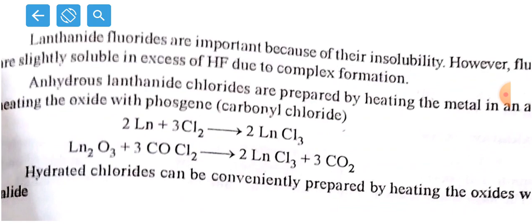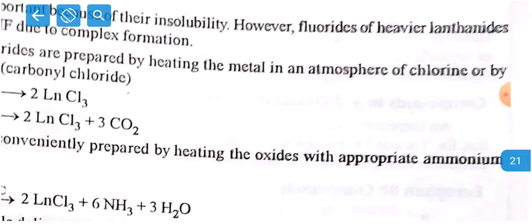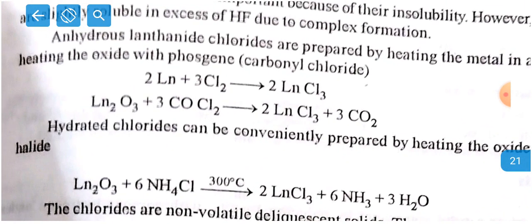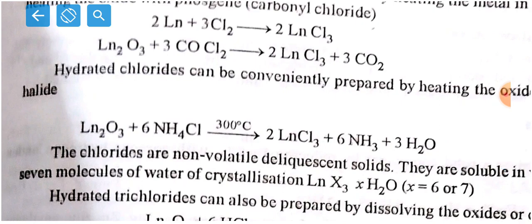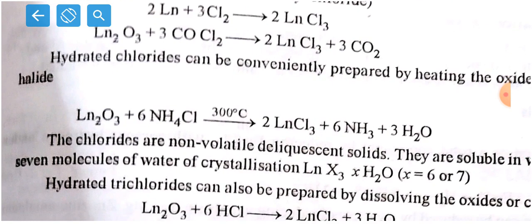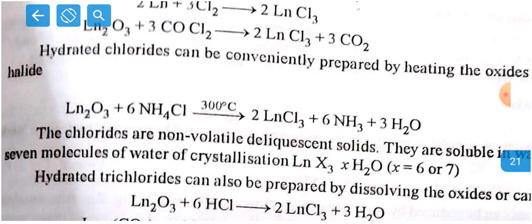Anhydrous lanthanoid chlorides are prepared by heating the metal in an atmosphere of chlorine or by heating the oxide with phosgene, carbonyl chloride. 2 Ln plus 3 Cl2 gives 2 LnCl3. Ln2O3 plus 3 COCl2 gives 2 LnCl3 plus 3 CO2. Hydrated chloride can be conveniently prepared by heating the oxide with appropriate ammonium halide. Ln2O3 plus 6 NH4Cl at 300 degrees Celsius gives 2 LnCl3 plus 6 NH3 plus 3 H2O. The chlorides are non-volatile, deliquescent solids.